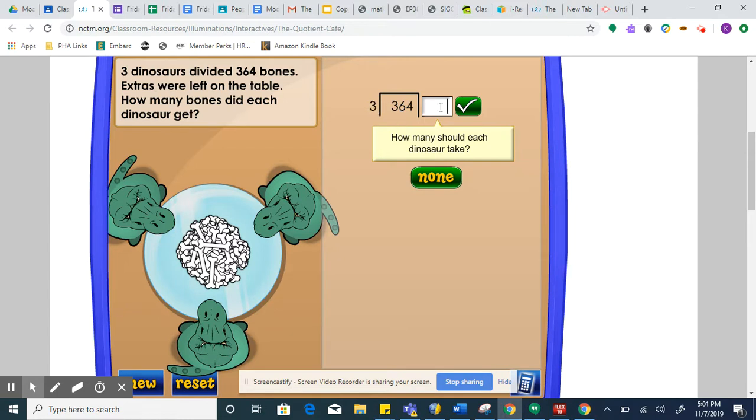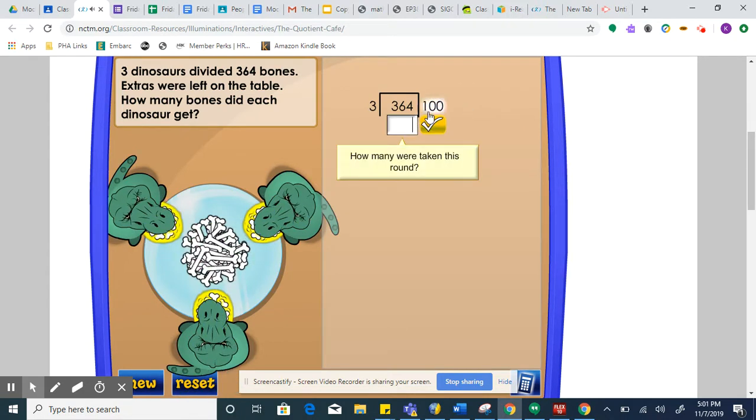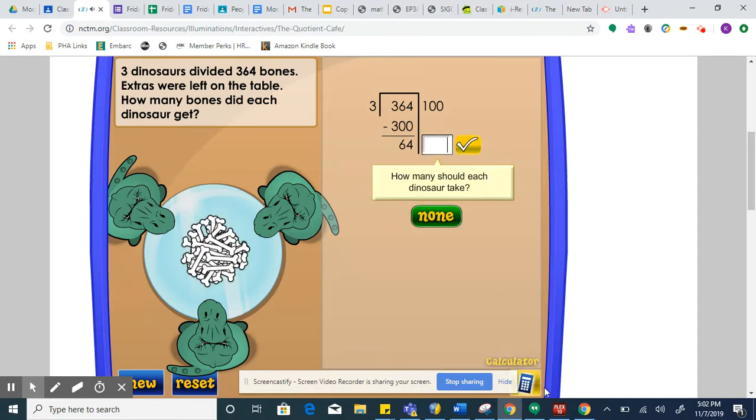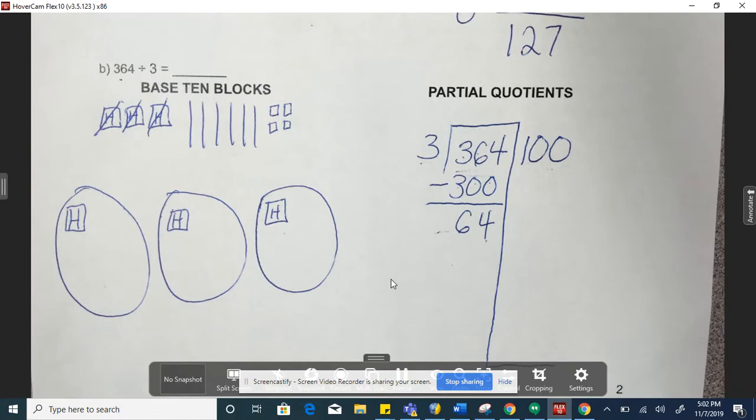364 divided by 3, we said each dinosaur is going to get 100 bones to start with. When we do that, 3 dinosaurs each have 100 bones. That gets us a total of 300 bones that they've eaten altogether. When we subtract, there are 64 bones left on the plate. All right, so let's go back. We're going to now distribute our tens.